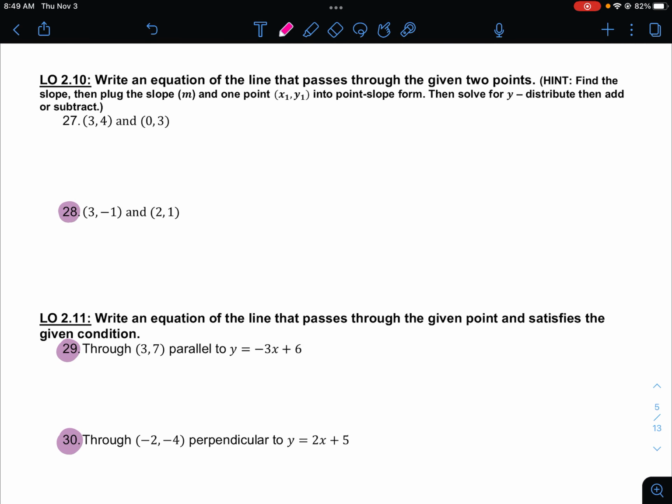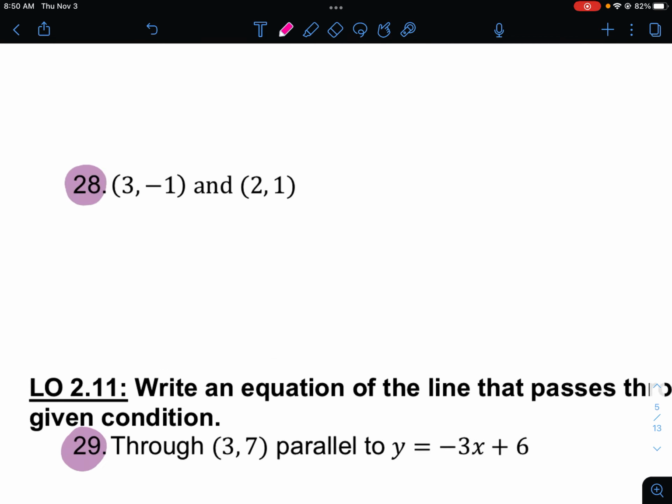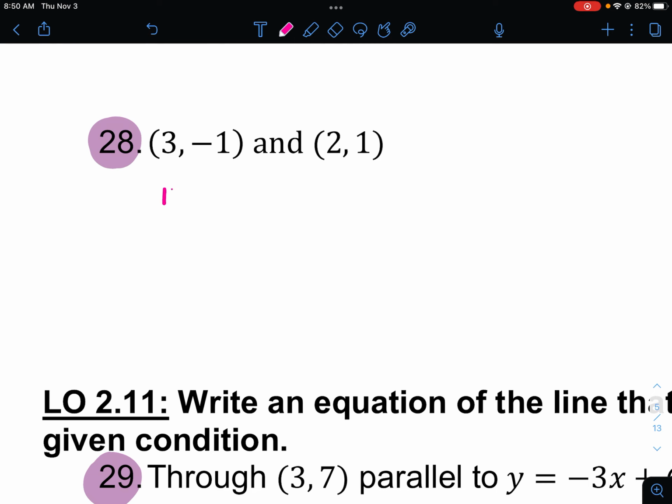All right, for this next one, write the equation of a line that passes through the given 2 points. So remember, we didn't review anything called point-point form. So here's my hint to you. Find the slope first. Then plug the slope m and one point into point-slope form. Then solve for y. Distribute, then add or subtract. So step 1 is find the slope.